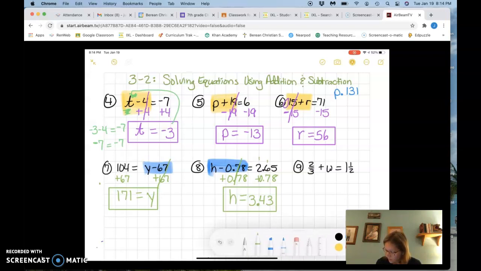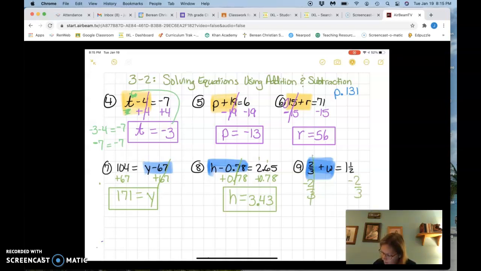All right, last one. Look at what's happening to the variable and do the opposite. Don't panic because of the fraction. Fractions are our friends, okay? So it's a positive 2/3, so I'm going to subtract 2/3. Whatever I do to one side, I have to do to the other.